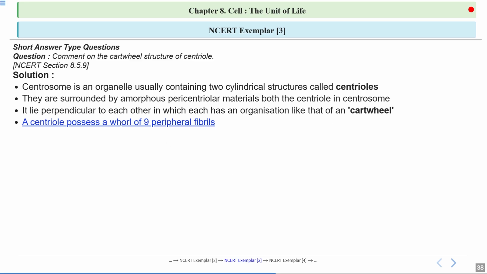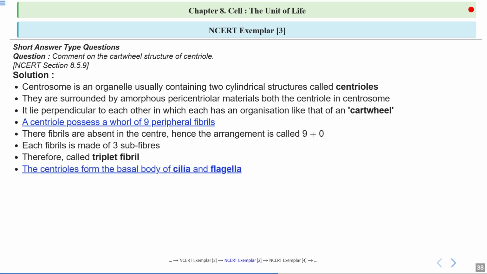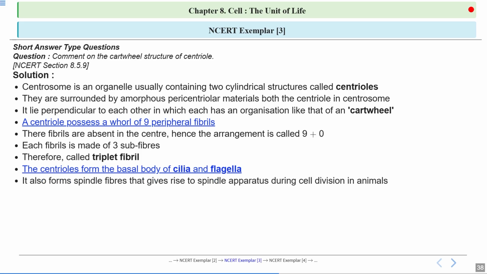Now, a centriole possesses a whole of 9 peripheral fibrils. These fibrils are absent in the center, hence the arrangement is called 9 plus 0. Each fibril is made up of 3 subfibers, therefore called a triplet fibril. Centrioles form the basal part of the cilia and the flagella as well. They also form spindle fibers that give rise to the spindle apparatus during cell division in animals.